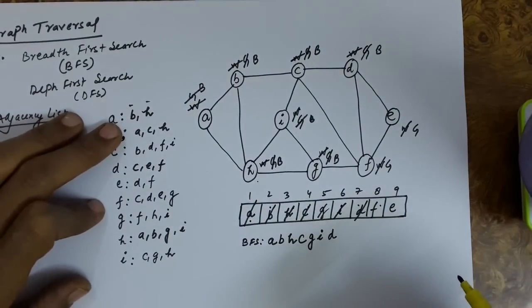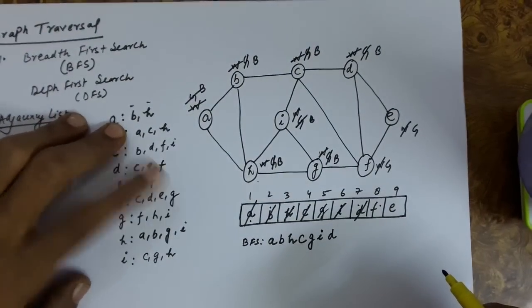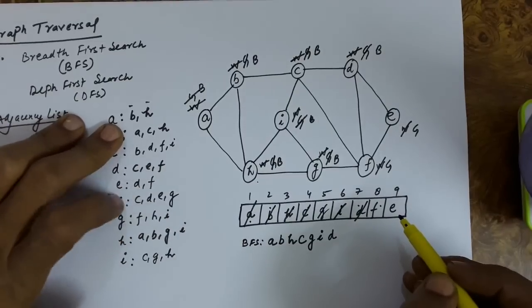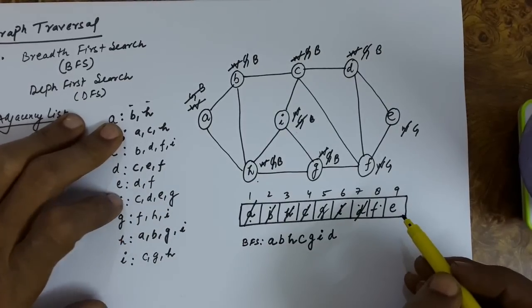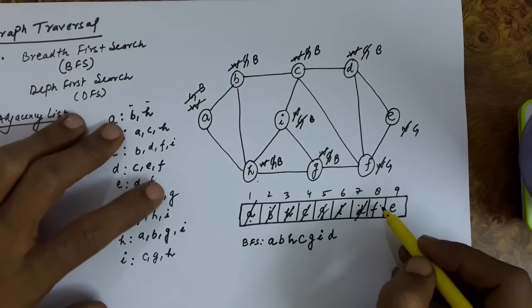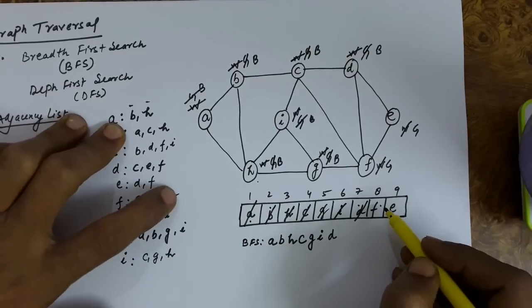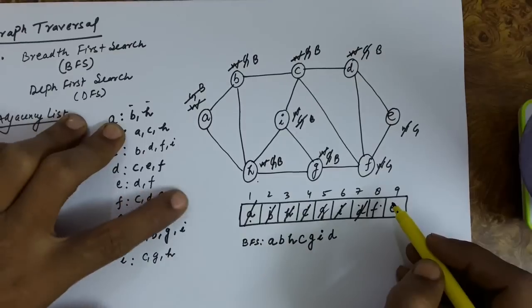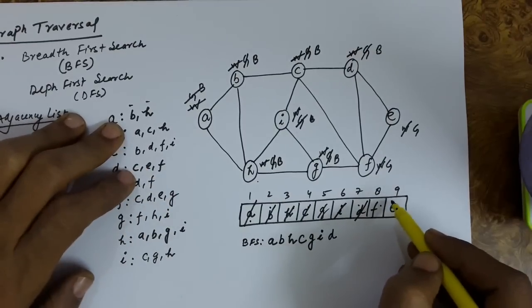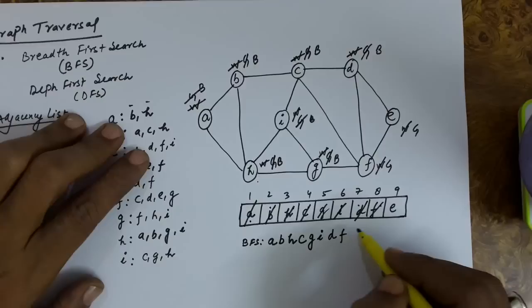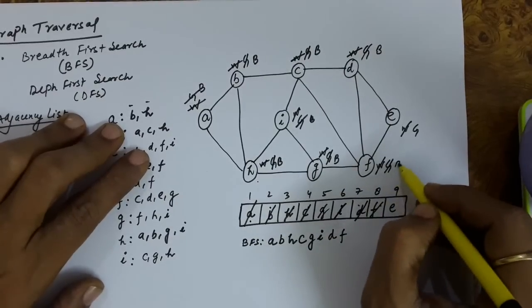Next vertex is F. C, D, E, G are the connections from F. Sorry, C is of black, D is of black, E is of gray color and G is of black color. So obviously we cannot add any of these four vertices in the queue. So just remove F, add it to the BFS sequence and make its color as black.